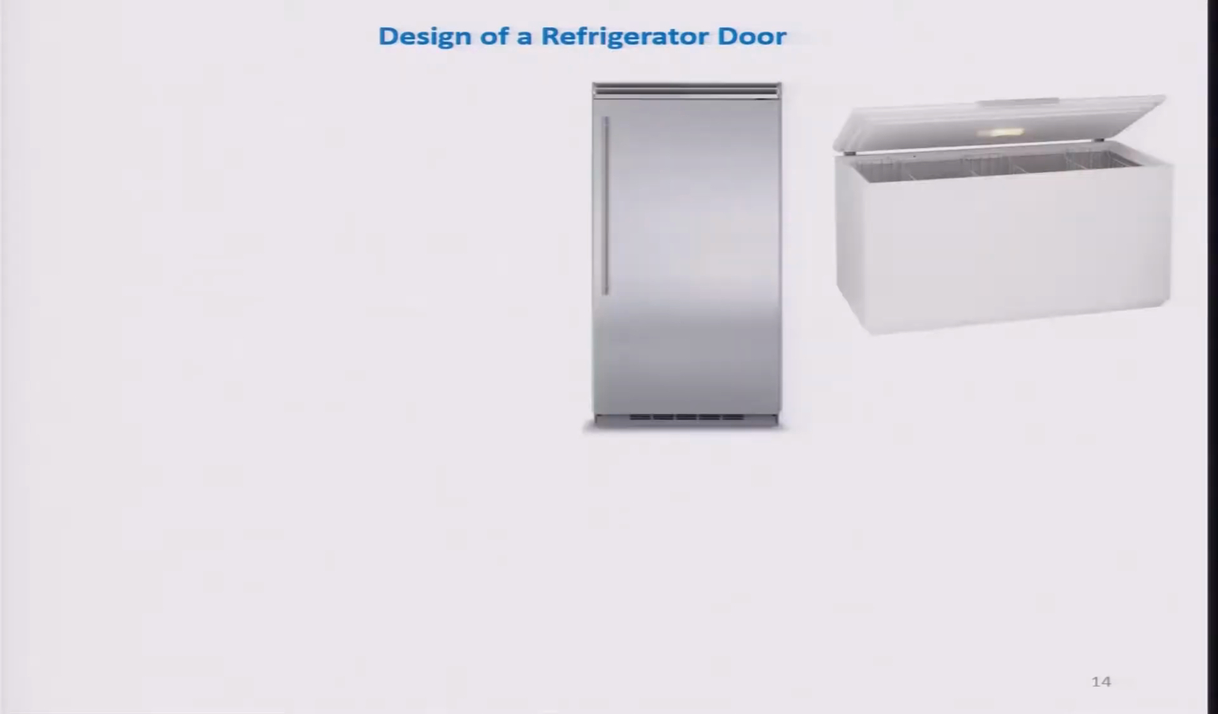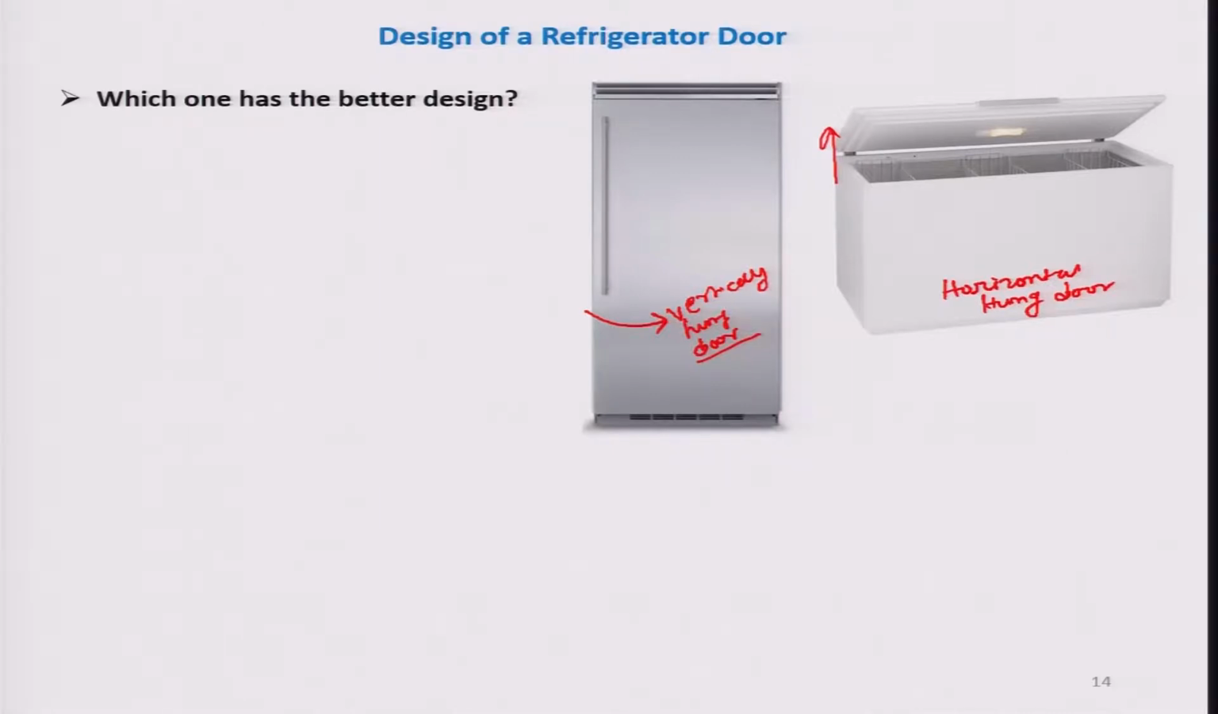Now I am giving you another example: design of a refrigerator door. Here there are two kinds of refrigerator available. Here the gate will open this way, and in this case the gate will open this way. So that is the horizontal hung door, and it is the vertically hung door.